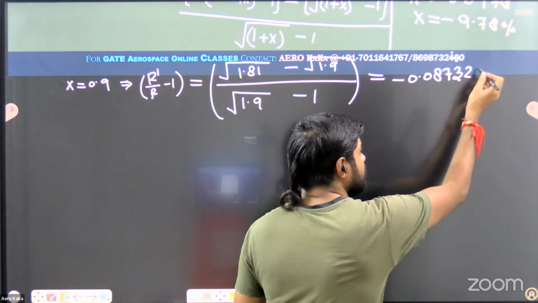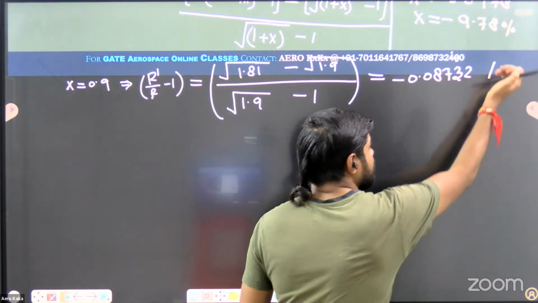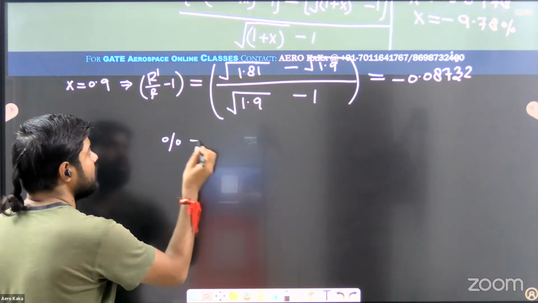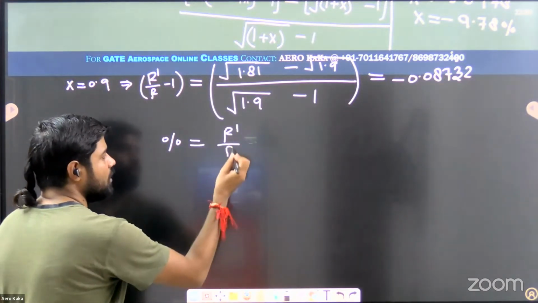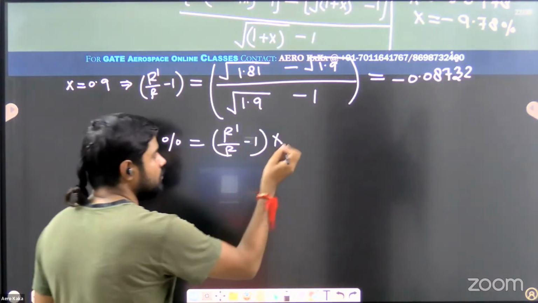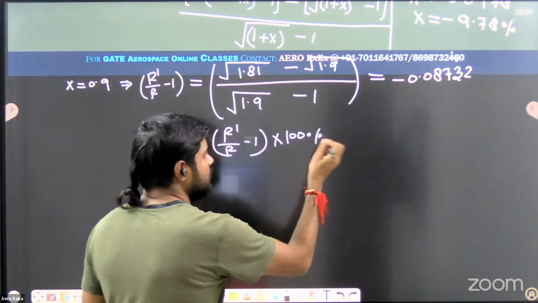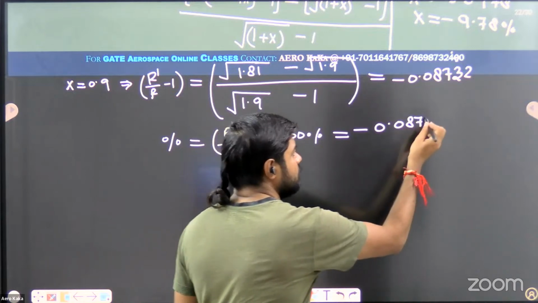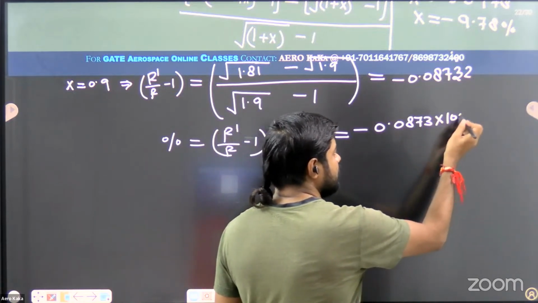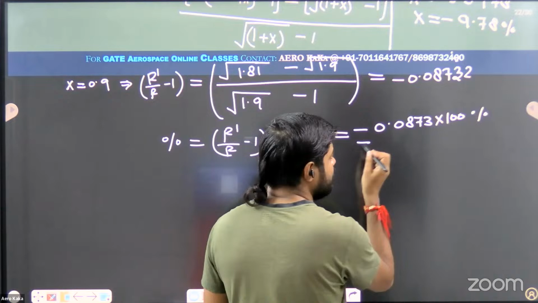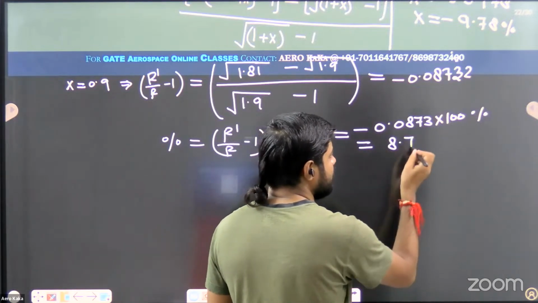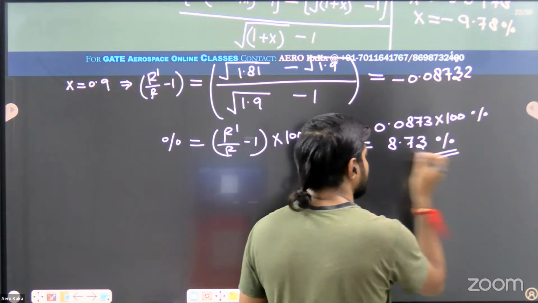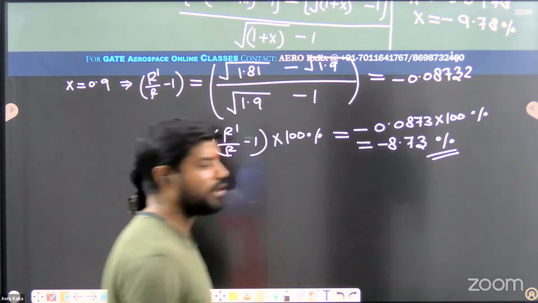Okay, so if you want to take the percentage, so what you can write? It's r prime upon r minus 1 into 100% only, right? Check. So it becomes how much? Minus 0.08732, right? Into 100%. How much will you get? 8.73 with negative sign.